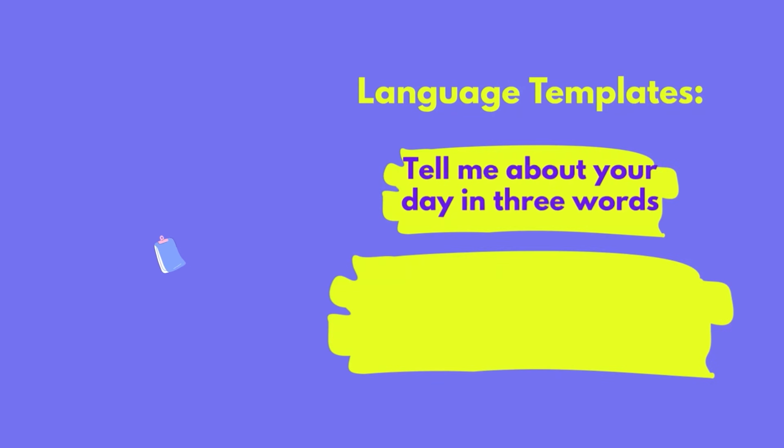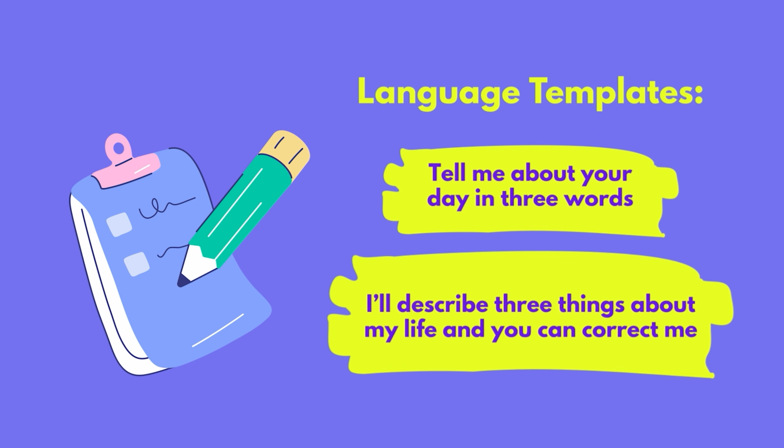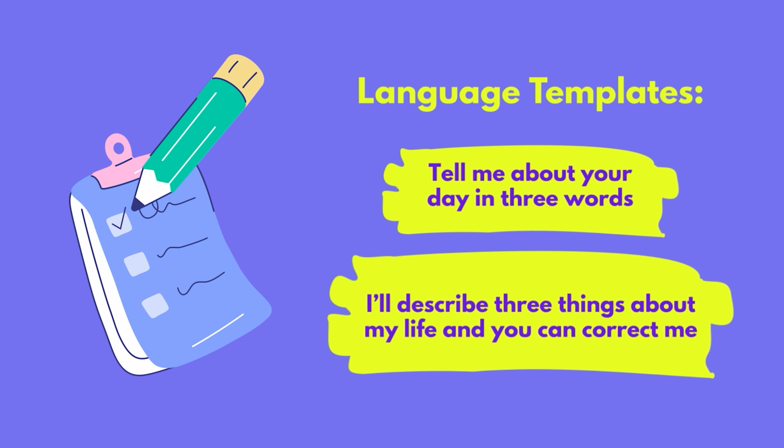You can use something like a template conversation that you use with various people. Something like, tell me about your day in simple words. Then they're going to give words like, oh, it was good, or I had a tough day. And the more people you talk to about this topic, the more common words are going to pop up. Another template you could use is, I will describe 3 things about my life and you can correct me. Just learn that phrase. So this can become a little testing ground for your minimum viable language system.